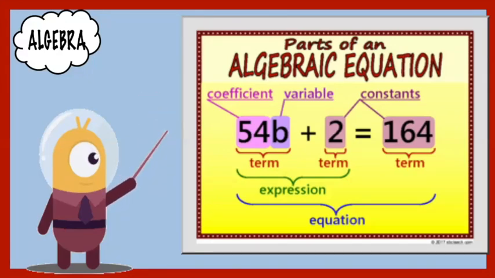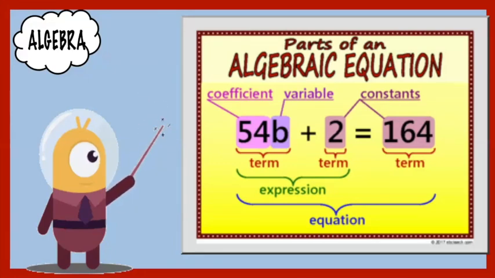Now, let's look at the various parts. 54 is called a coefficient. The coefficient is always the number in front of the letter. That letter is called the variable. So in other words, the variable is the letter behind the coefficient, which is the number. So in 54b, 54 is the coefficient and b is the variable. 54b also makes up a term.